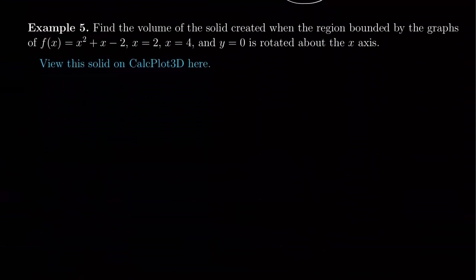Find the volume of the solid created when the region bounded by the graphs of this function, x squared plus x minus 2, x equals 2, x equals 4, and y equals 0 is rotated about the x-axis. Let me draw the picture first, and then I'll help you by visualizing it in 3 dimensions. So the picture that I'm going to draw is first f of x equals x squared plus x minus 2.